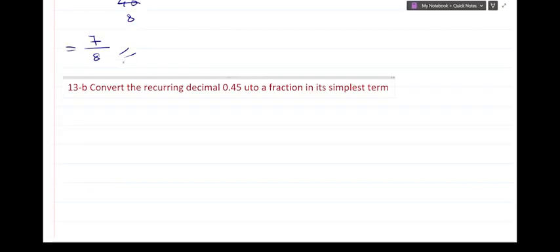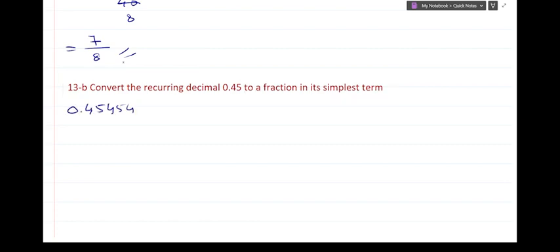Converting a recurring decimal is always a challenge. Why? Because in 0.45, this 45 continues up to infinity. So we don't know how many 45s will come further. So we can write this in short as a recurring decimal, in this way: 0.45 with dots. That means this will keep on continuing.